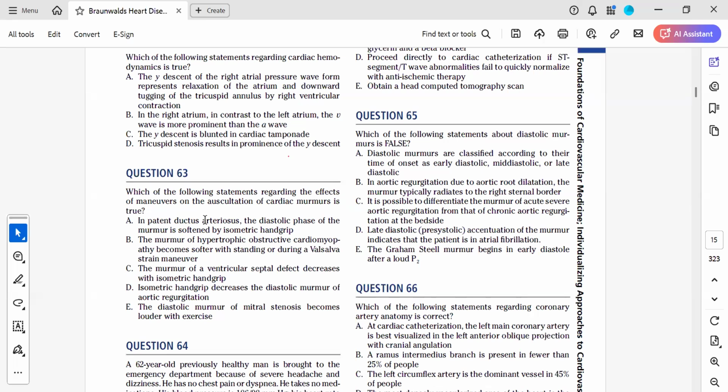Okay, for aortic regurgitation, I was saying that the murmur is located at the second intercostal space, the right second intercostal space, for valvular aortic regurgitation, and it radiates to the apex or to the left sternal border. Then for dilatation of the aortic root, it radiates to the right sternal border.